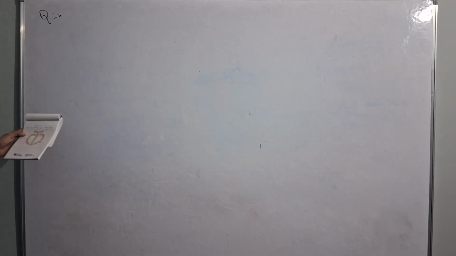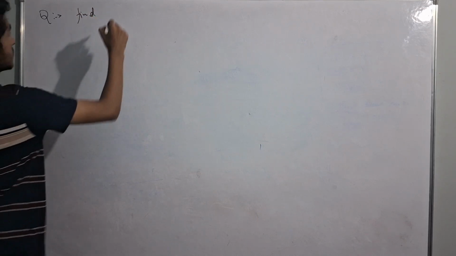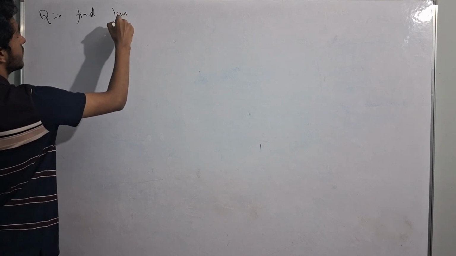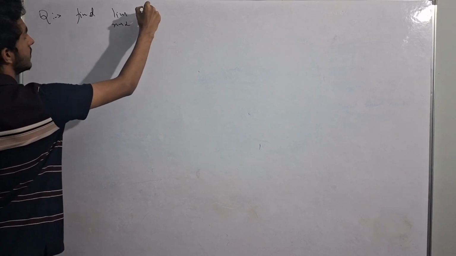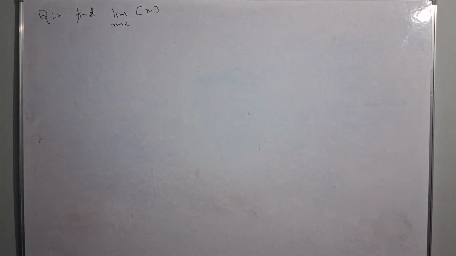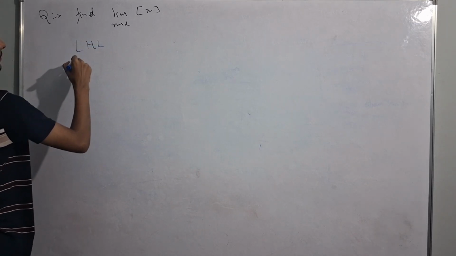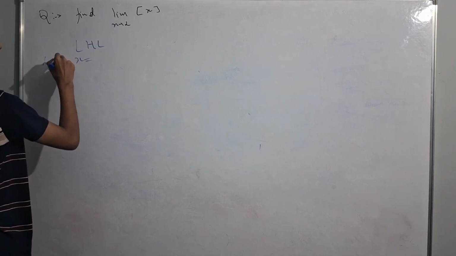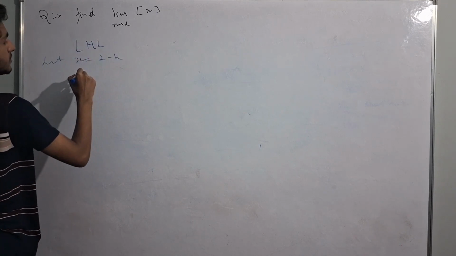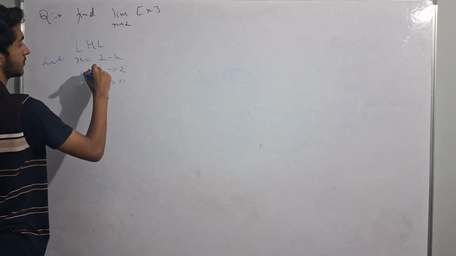Alright, now comes the question of greatest integer function. So the question is, find limit x tends to 2 of the greatest integer function of x. So left hand limit: let x is equal to 2 minus h, as x approaches 2, h approaches 0.